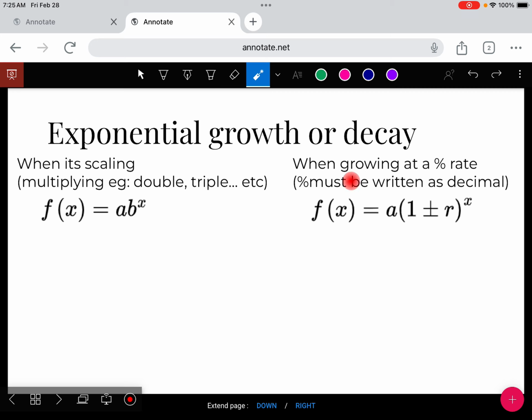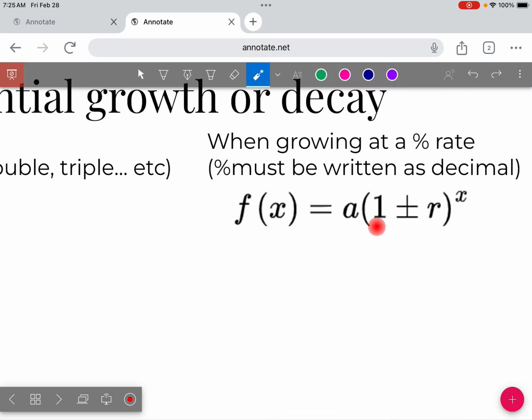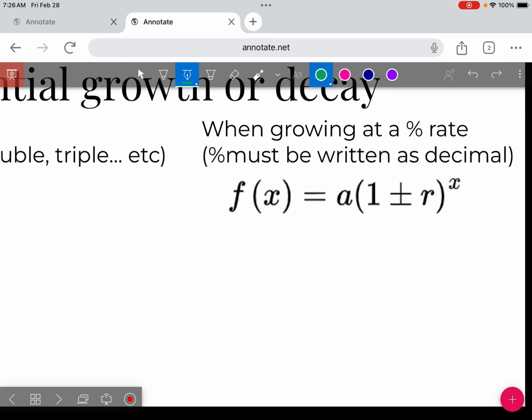Sometimes we're going to have things that grow or decay at a percent rate. In which case, this base is a little bit different, because instead of it just being times 2, times 3, we need to take 1 plus or minus, depending on whether it is growth or decay, whether it's getting bigger or getting smaller, and our rate, the percent written as a decimal.